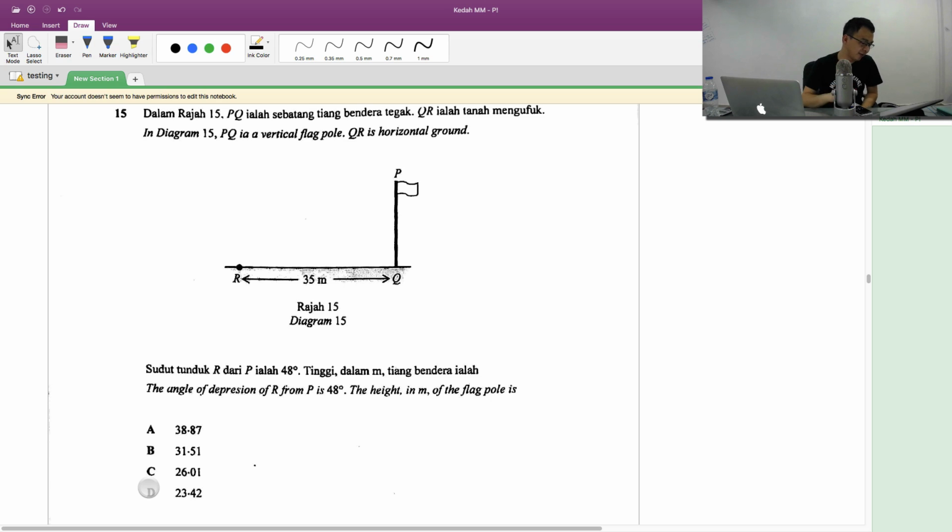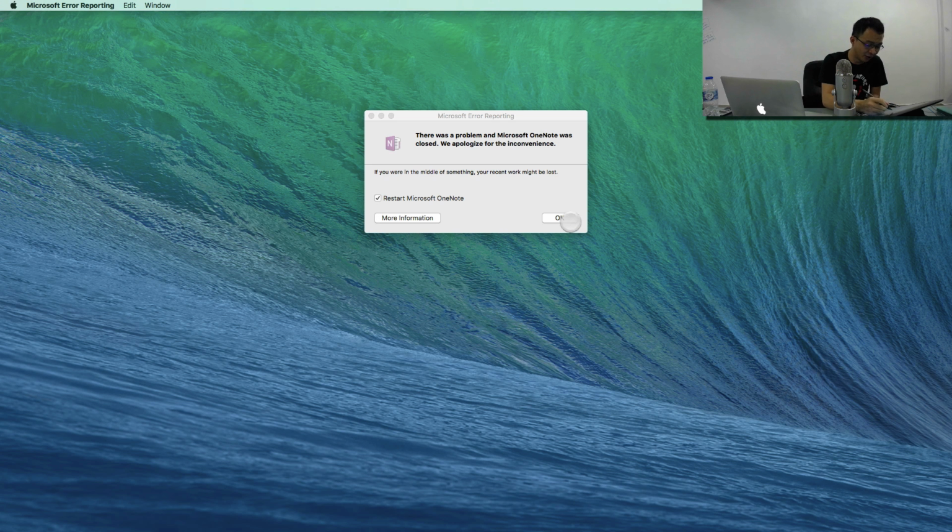Okay, in diagram 15, PQ is a vertical flagpole and QR is a horizontal plane. So the angle of depression of R from P is 48. When we see angle of depression, what does it mean? It actually means you look down. R from P, so from P you look down. And when you look down, if you assume the angle 48 is here, then you will get it wrong.